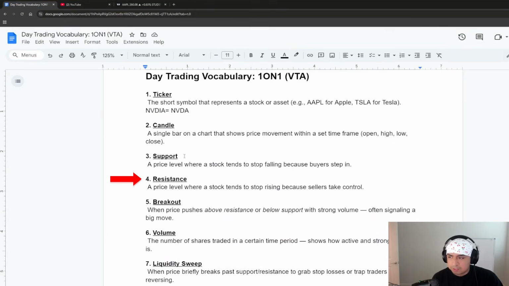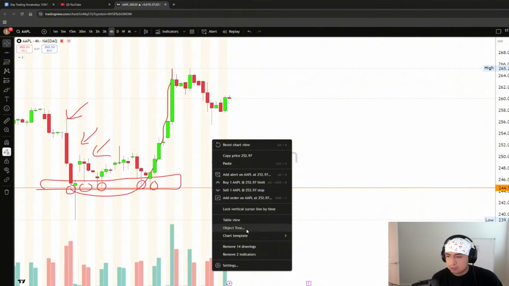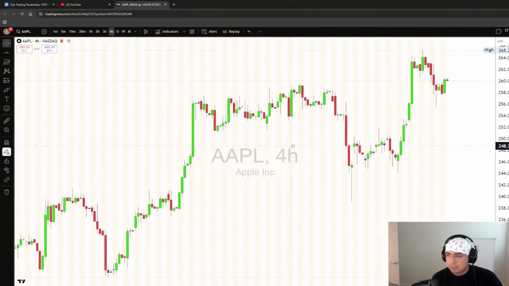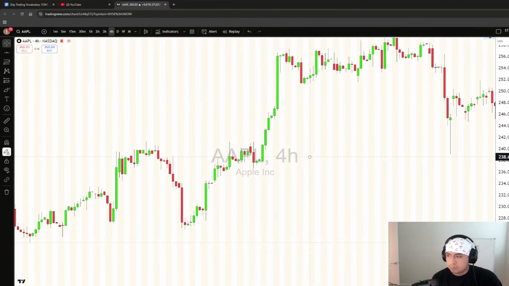It's just the opposite of support, because support is going to be at the bottom, but now number 4 is resistance. It's going to be the same exact thing, which is those lines, but in a different direction. So look at this. Resistance: a price level where a stock tends to stop rising because sellers took control. So let's look for it here, for example. Let's delete this, and let's delete this, and let's look over here.